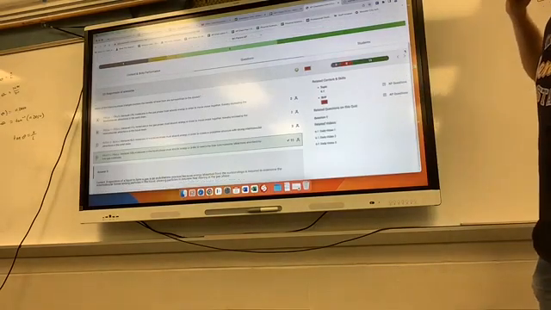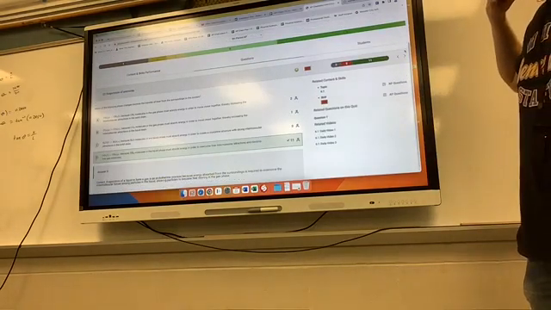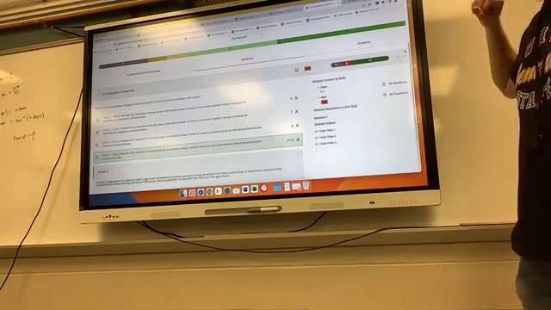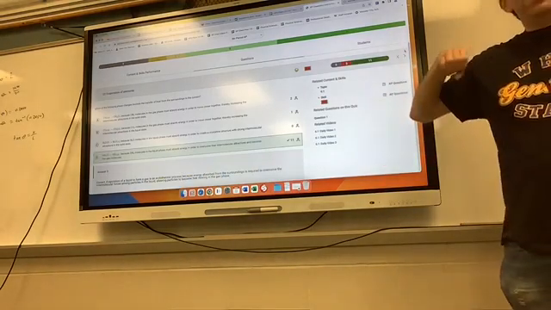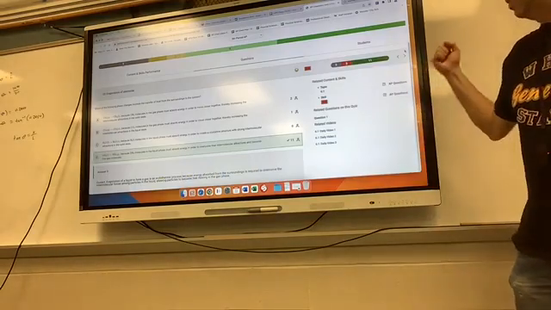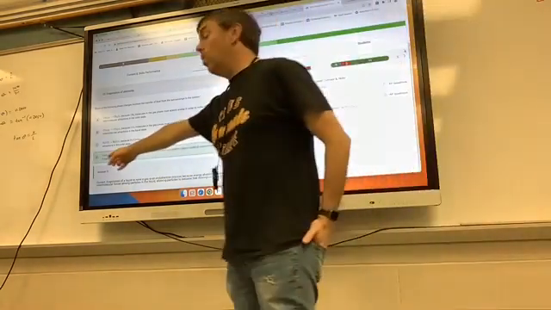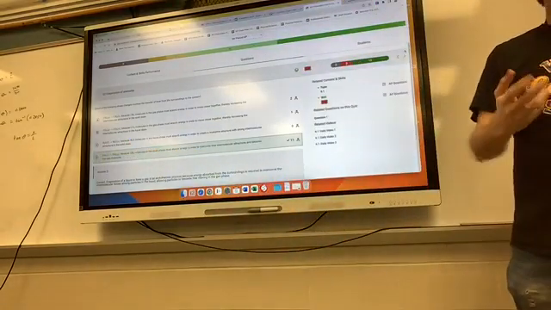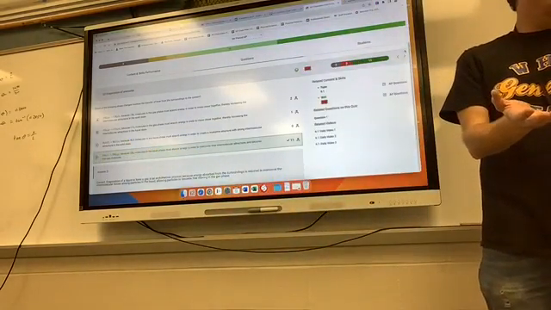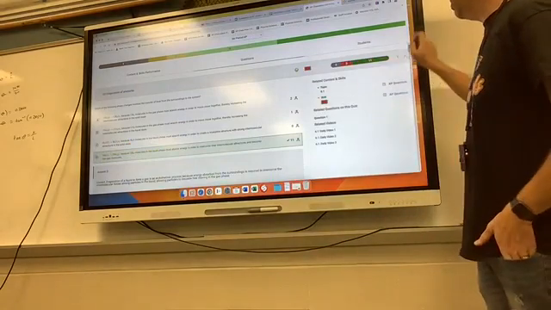Second one, evaporation of ammonia. Which of the following phase changes has a transfer of heat from surroundings to the system? So which one of these do you have to put energy into? Most people got it. This one, because I'm going from a liquid to a gas. In order to make something go from a liquid to a gas, you have to put heat in. Cool? That was number 2.